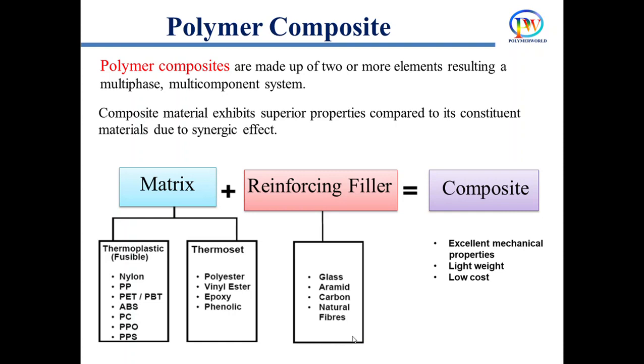Another great advantage of composite material is its light weight. Therefore, by choosing an appropriate combination of reinforcement material and matrix material, it is possible to produce a material with desired properties that exactly fit the requirement of a particular application.